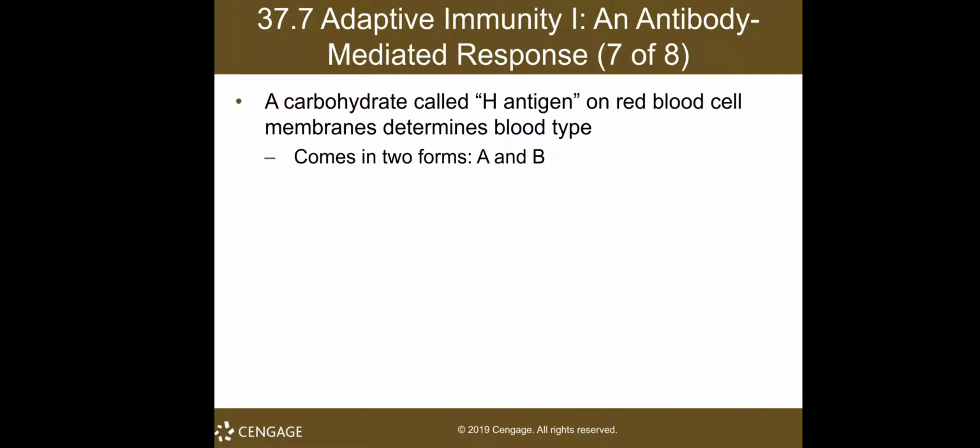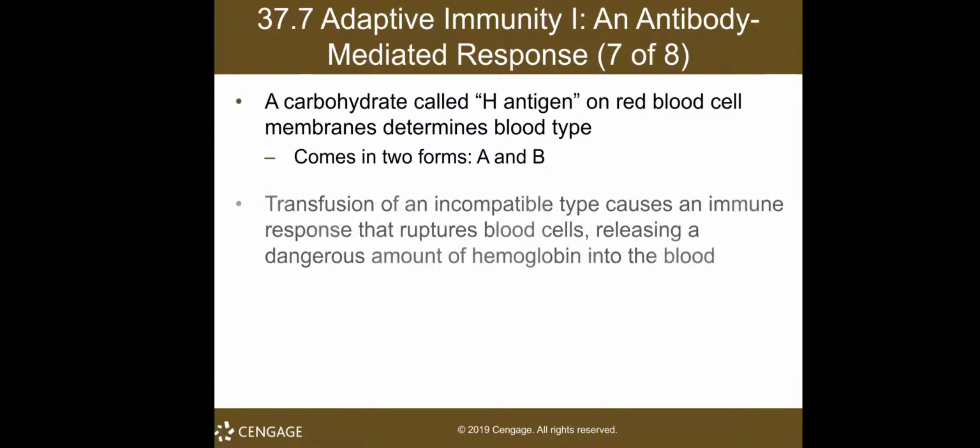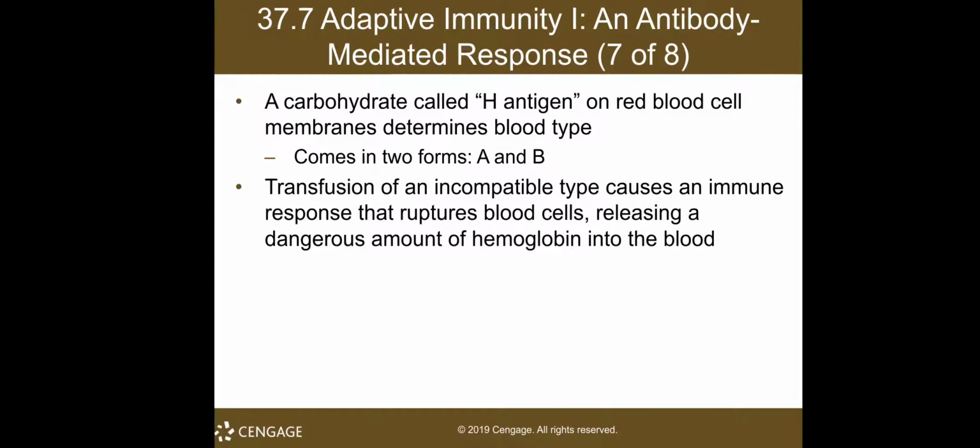Okay, now aside from the functions against diseases, you have your blood typing. You have a carbohydrate called the H antigen on the red blood cells, determining the blood type. So you have two forms, A and B. This is one of the most common blood typings, blood type A and blood type B. Actually, in ABO blood typing, we have 4 groups: A, B, AB, and O. But in reality, there are only 2 types of antigens, the A and the B. So the 4 groups just depend on the presence or absence of one or both antigens.